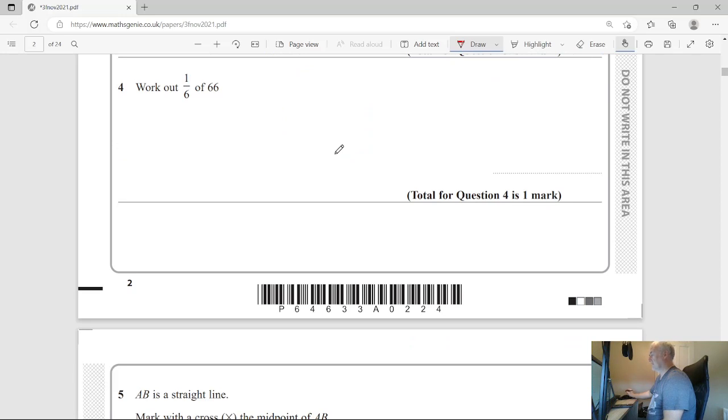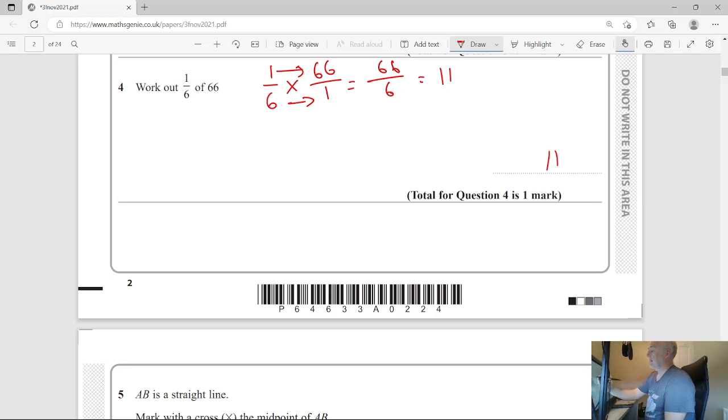Question 4. 1/6 of 66. That's like saying 1/6 times 66 over 1 is another way of saying that. So 1 times 66 gives me 66. 6 times 1 gives me 6. And how many 6's go into 66? My answer would be 11.